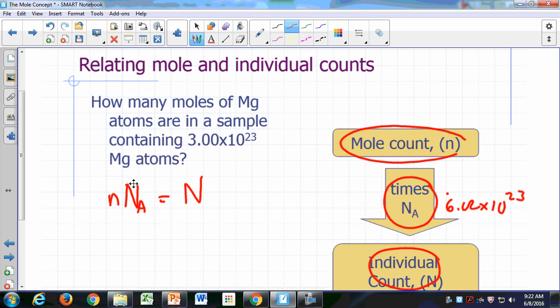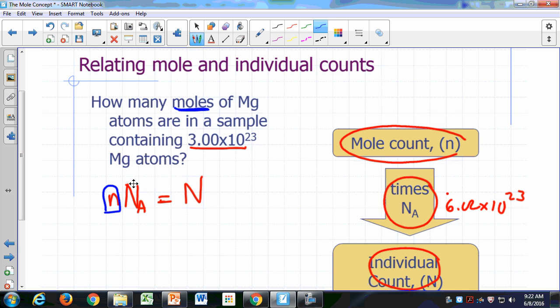So let's just try to use this formula to answer this question. How many moles of magnesium atoms are in a sample containing 3.00 times 10 to the 23rd magnesium atoms? So what do we know here? Little n, big N, or big N sub A? What are we looking for? How many moles, right? So we're looking for little n.